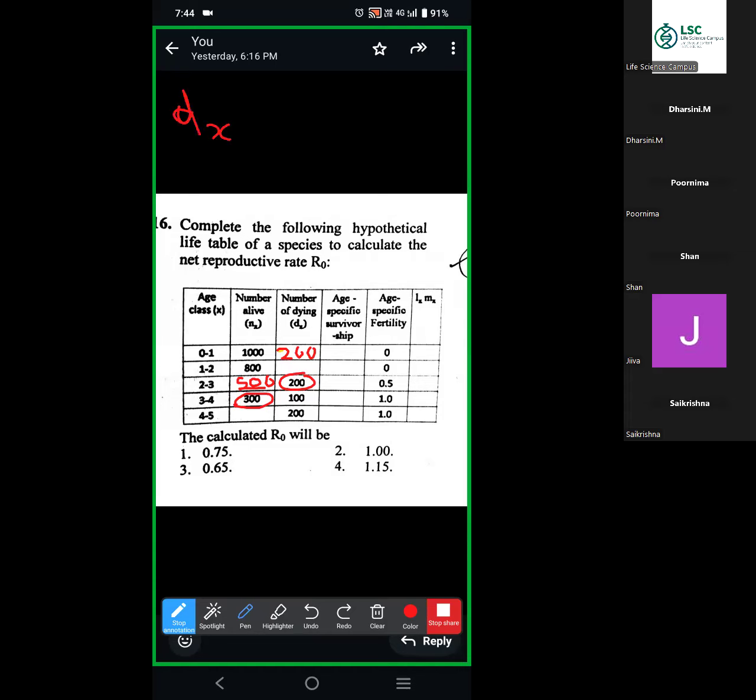The equation is nx minus nx plus 1. So considering second age class, nx is 800 and nx plus 1 is 500. So we can easily find out dx, that is 800 minus 500. So here it will be 300.